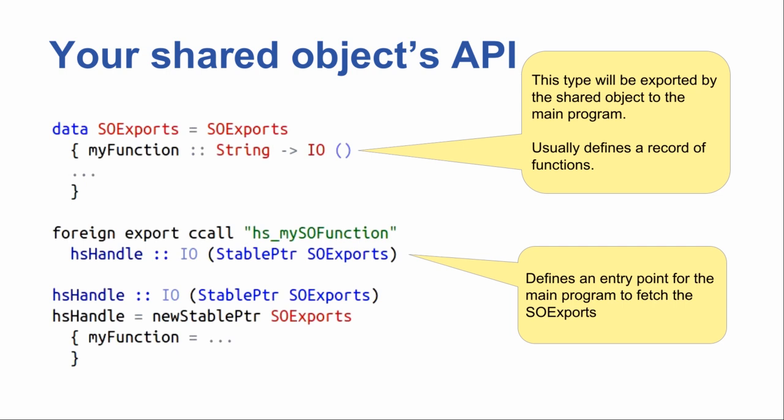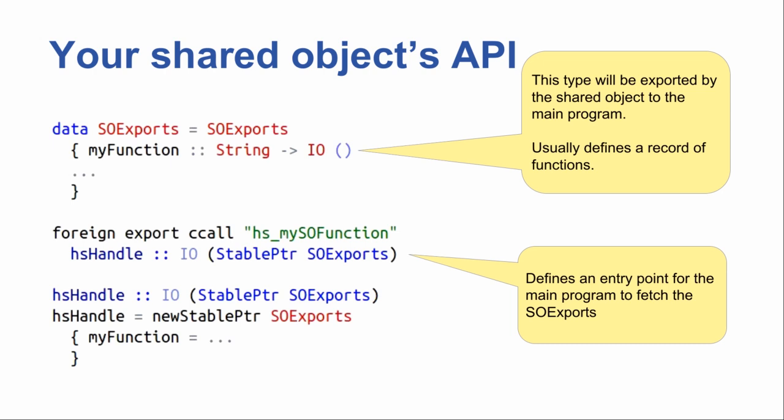So how do we define this API? Well, we're going to define a data type. Let's call it SO exports. And this is a record of functions. These are all the functions that we're going to export from our shared object to the code that uses it. So for example, we might have a my function that takes a string argument and it's an IO operation. This is a function that we're going to export, again, from the shared object to the code that uses it.